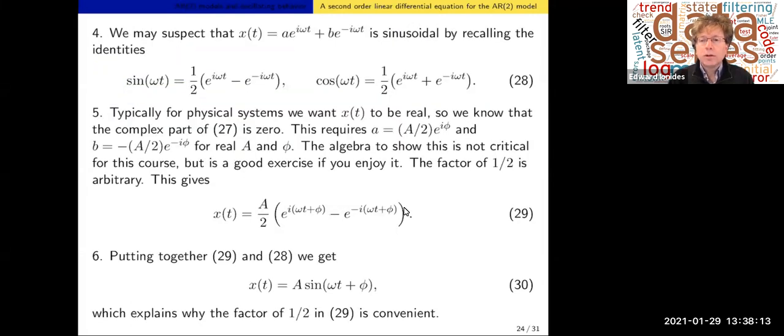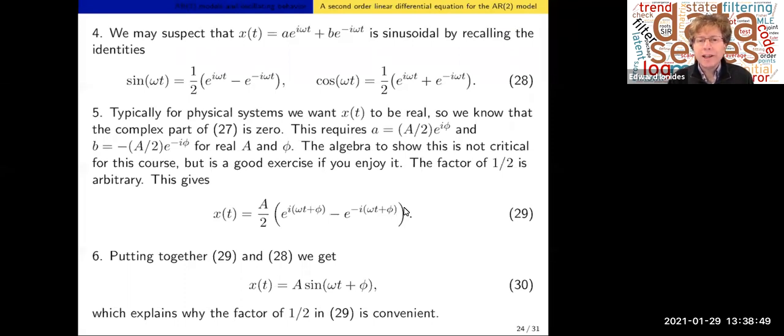Now, it's not immediately obvious what that equation has to do with sinusoids. And to get the connection between e to the I omega t and sines and cosines, we need to recall the identities. Sine omega t is half e to the I omega t minus e to the minus I omega t, and cosine omega t is half e to the I omega t plus e to the minus I omega t. And okay, so that means we're going to start expecting that sines and cosines are going to figure.